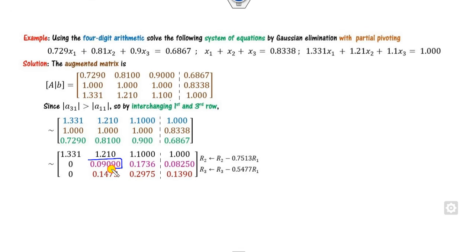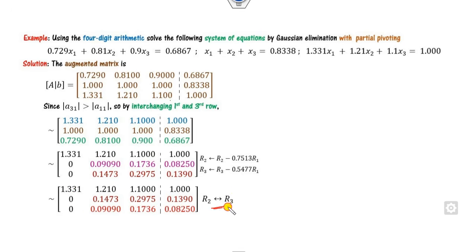Look at the diagonal entries and find the largest value in this column, but make sure you look from below, not from above. So this is the largest value, so I have to replace R2 and R3. Students often make the mistake of taking the maximum value from the upper part of the diagonal. You have to look at the entries below the diagonal, so I have to replace them here.